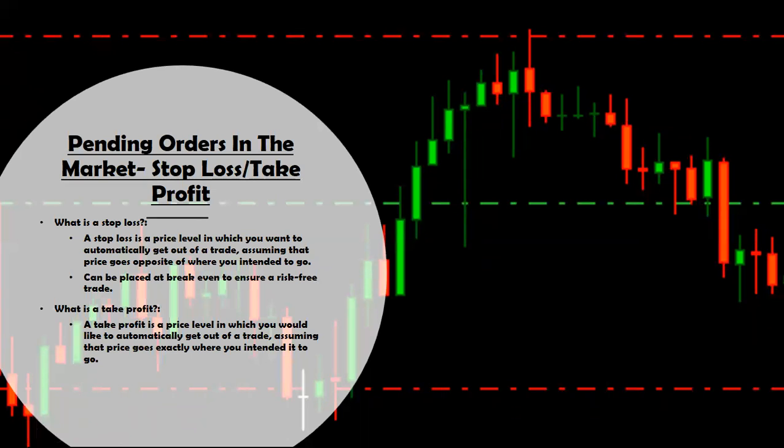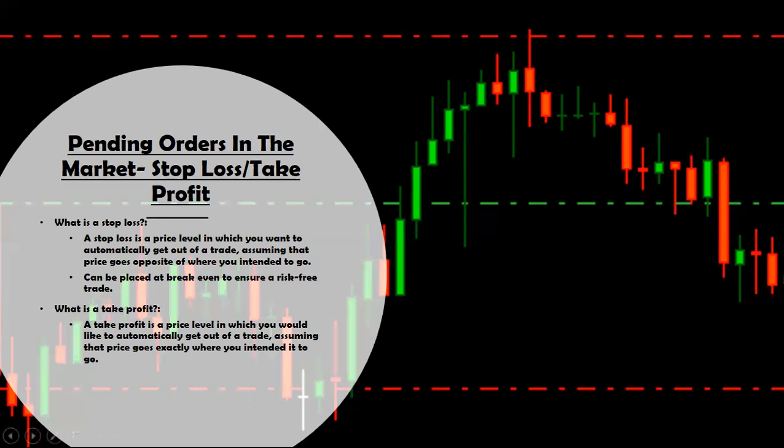Now, what is take profit? A take profit is a price level at which you would like to automatically get out of a trade, assuming that price goes exactly where you intended it to go. So you just take your profits, as the name suggests. Stop loss is pretty much stopping your losses, and when you hear take profits, you'll pretty much think about taking the profits. You're taking how much you made and then closing those trades. So, pretty simple when it comes to explaining those.